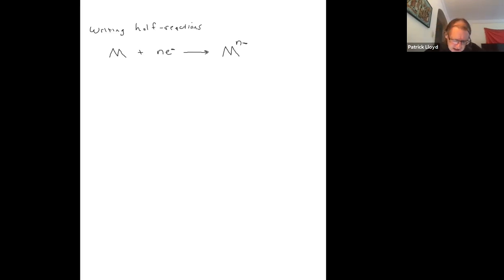So I'll write it as n minus, meaning that if you gain 2 electrons, you have a charge of -2. Okay, so that's how we write reduction. Reduction is where the electrons are written on the reactant side. You're gaining electrons, so we write the electrons as a reactant. When we write an oxidation, we reverse it. So if I take M plus n electrons and just reverse it, I'm going to take this and make it a reactant, and I'm going to take these and write them as products. That's how we write oxidation.